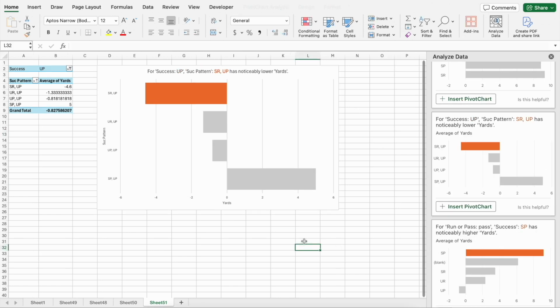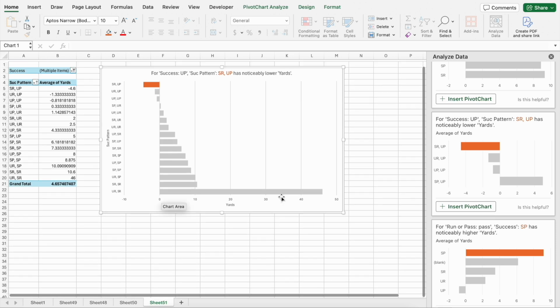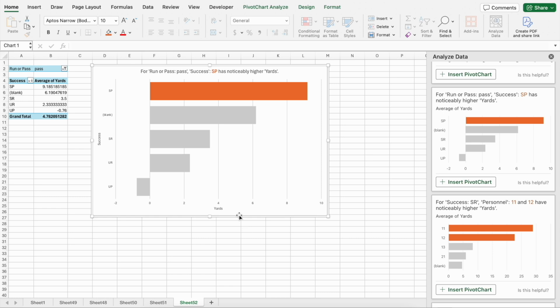As well, a successful run followed by an unsuccessful pass has noticeably lower yards, as opposed to an unsuccessful run followed by an unsuccessful run, or a successful run followed by an unsuccessful run. So knowing that, again, field position is important. You want to be more conservative. You probably follow that up with a run as opposed to a pass, because then you're taking the risk of a sack. A successful pass has noticeably higher yards.